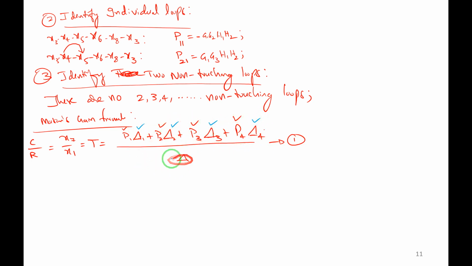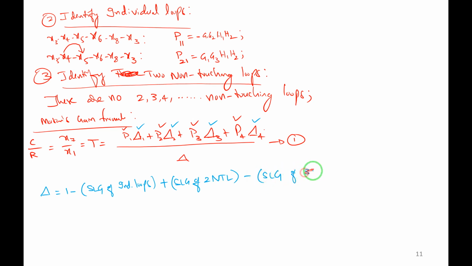Next, the remaining job is to find delta. Delta is 1 minus the sum of loop gains of individual loops, SLG, plus the sum of loop gains of two non-touching loops, NTL, minus the sum of loop gains of three non-touching loops, and so on. This formula continues. So 1 minus the sum of loop gains of individual loops.